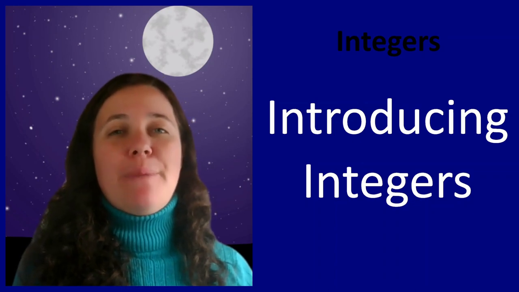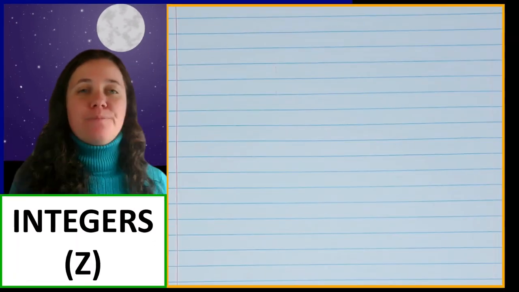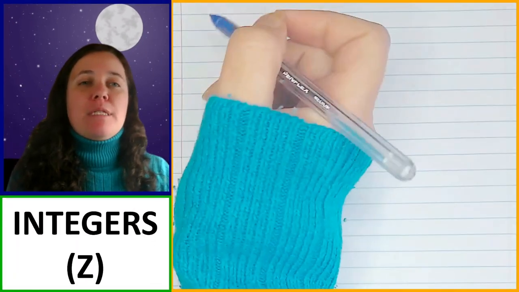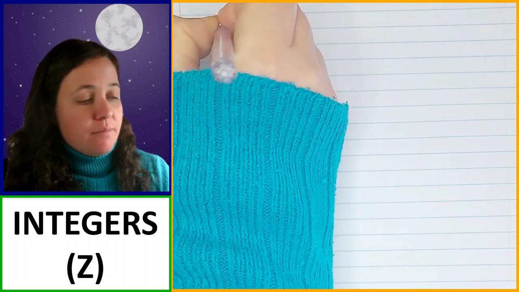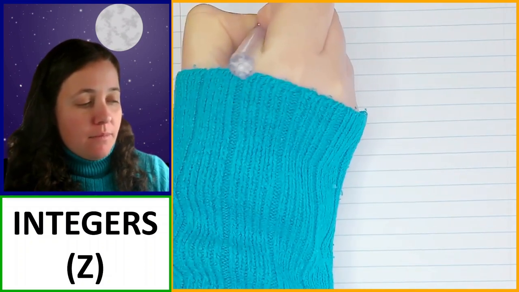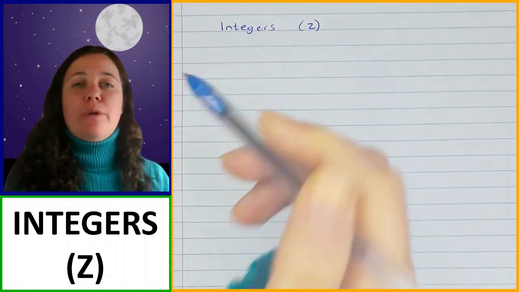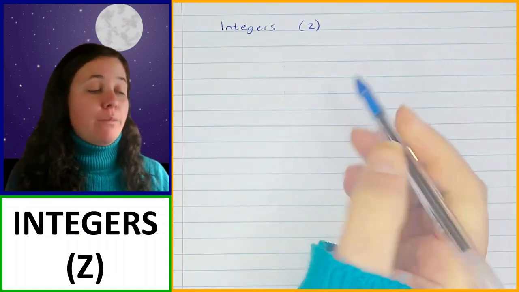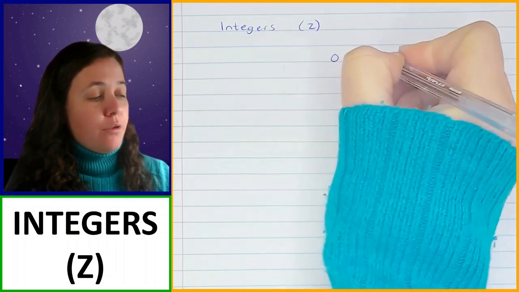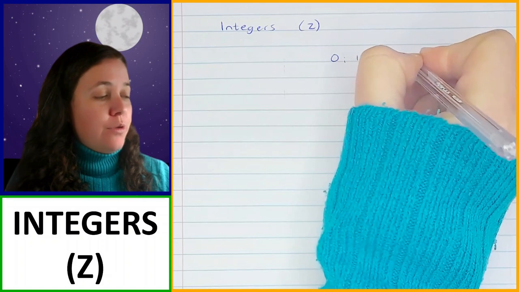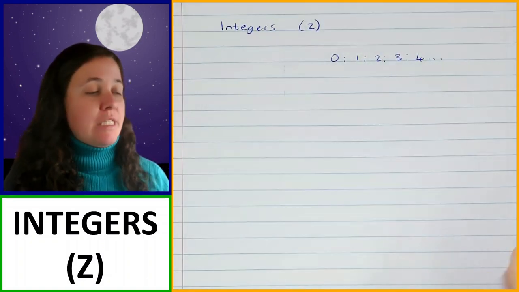Today we're going to be learning about integers. So you're going to start off by looking at what integers are. Integers are numbers that can be represented by the symbol Z. They include all of the numbers that we've dealt with so far, so all of the whole numbers from 0 up through 1, 2, 3, 4, and so on, all the way up to infinity.